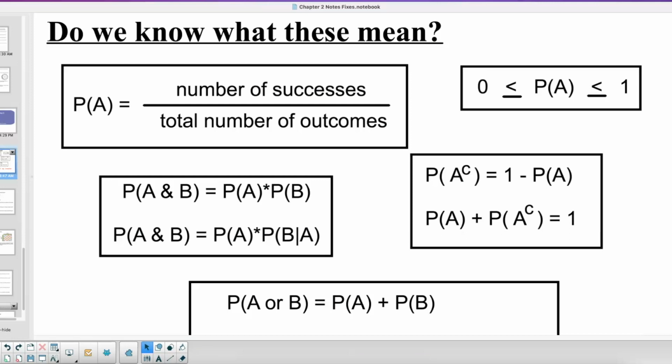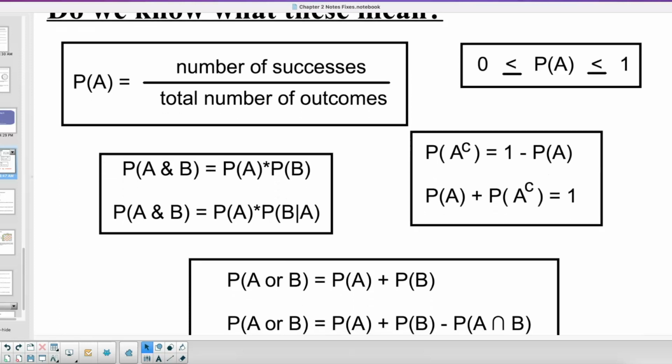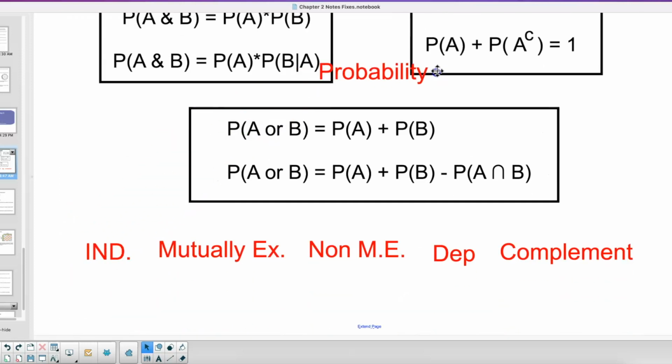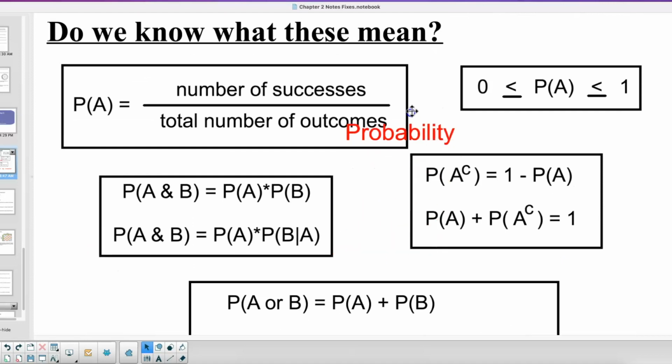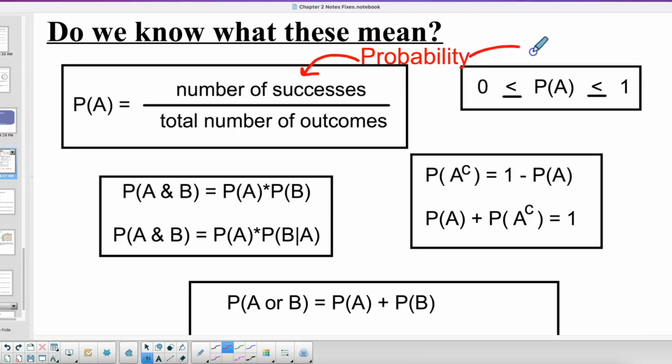So the first page of your notes will look like this. If you're looking at the top four boxes, they both have to do with just the word probability. So the first one is more just what the formula is. The probability box here is what our probability answers are allowed to be: smallest answer of 0, biggest answer of 1 or 100%.